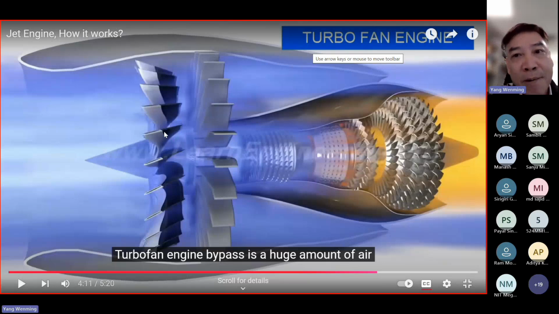The first one is a big fan. Okay, this big fan actually is designed to draw as much fresh air as possible, because we know the jet engine should produce sufficient power, and thereby we can push the aeroplane to move forward, correct? So the engine should be able to draw as much fresh air as possible. Then we can produce more power. That's why a big fan is used in the jet engines.